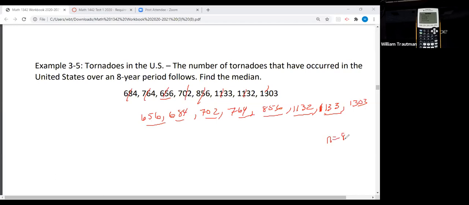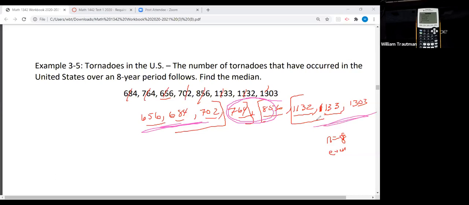N equals 8. Do you see? N is an even number. So I have 3 numbers on this side and 3 numbers on this side. There's no number in the middle, even if I put 4 and 4. If N is 8, the steps above say pick the 2 middle numbers and take the average of the 2: 764 plus 856 divided by 2.